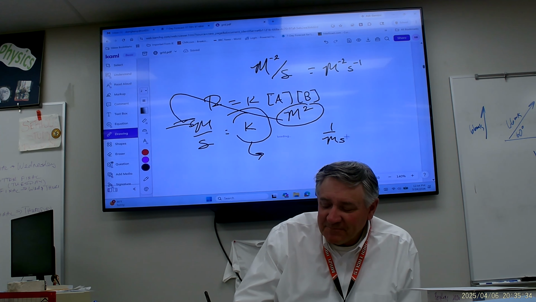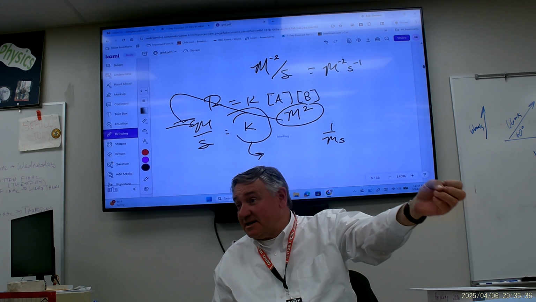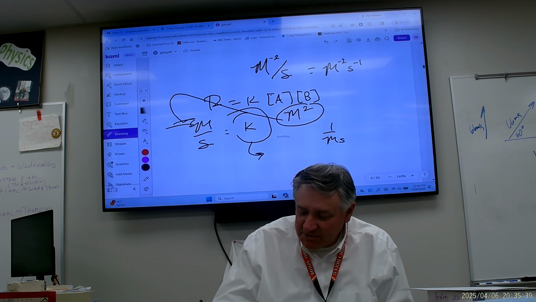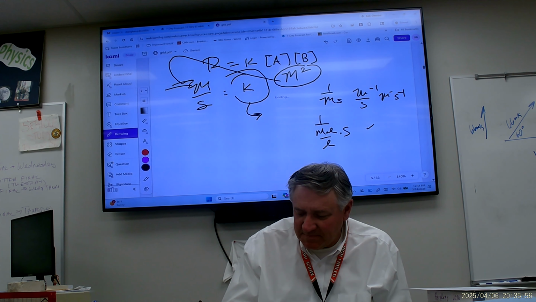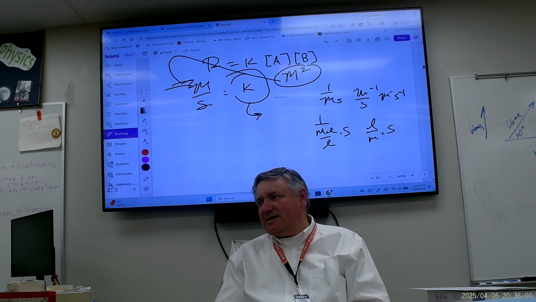Oh yeah. Okay, so you can do it 1 over molarity seconds, that's cool. You could do m to the negative 1 over s. You could do m to the negative 1, s to the negative 1. I don't care. If you really wanted to get fancy, because molarity is moles per liter, sometimes you'll see it as liters over moles times seconds. Okay? Sometimes you'll see that s to the negative 1. That's just the easiest way.